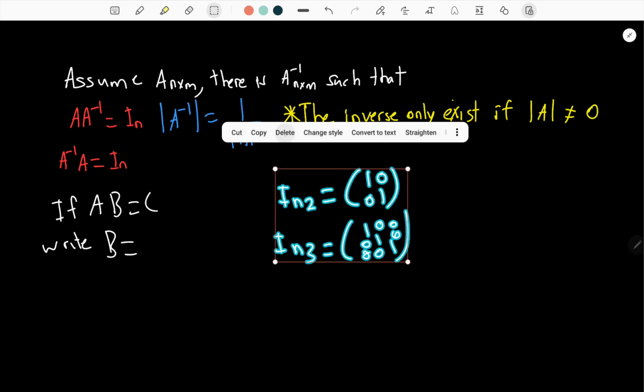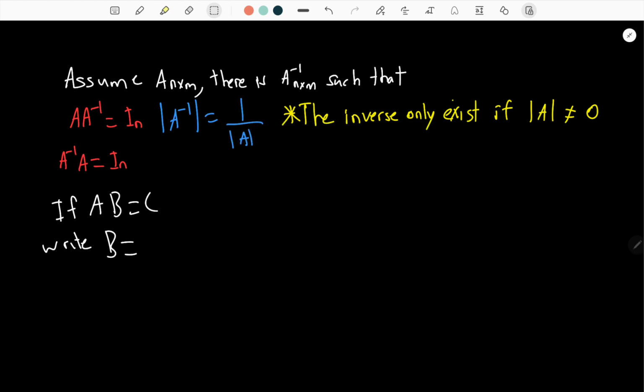And we also have that the determinant of A inverse is equal to 1 over the determinant of A. So that's another very important rule you have to remember. And the last and most important rule is that the inverse of a matrix only exists if the determinant of A is not equal to 0. So if it is equal to 0, there is no inverse, basically.